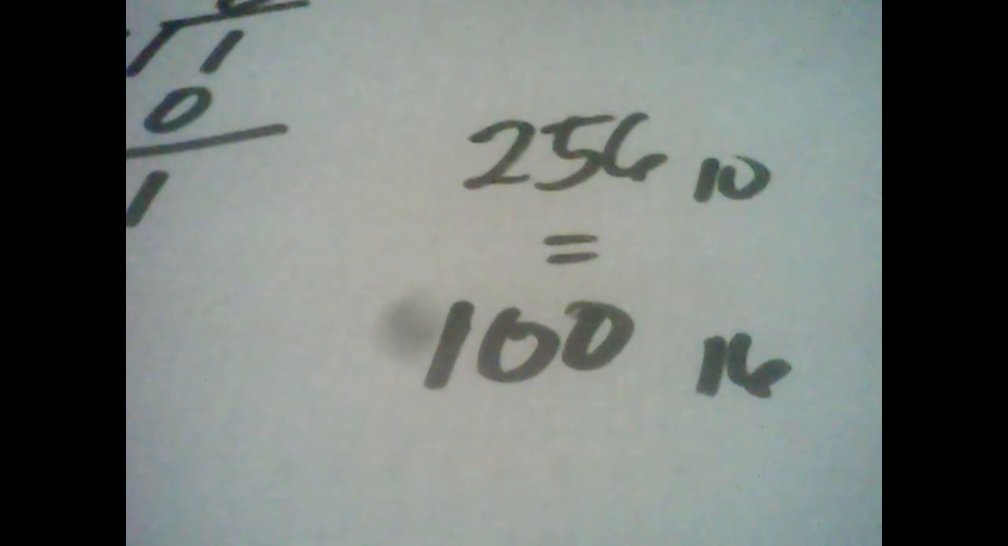That is how you convert a decimal number into a hexadecimal number. You divide the given with 16. Do not stop dividing until the quotient becomes 0.